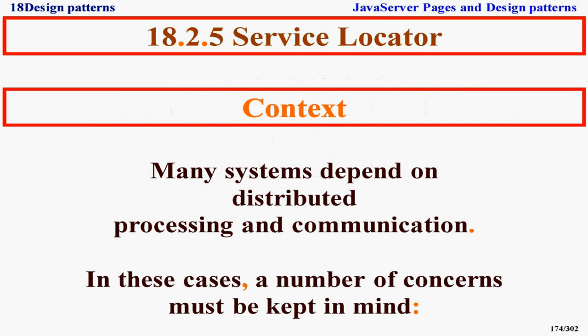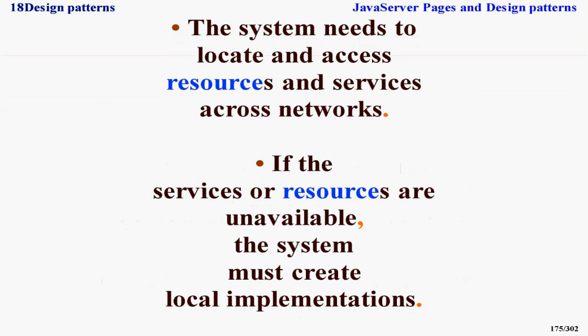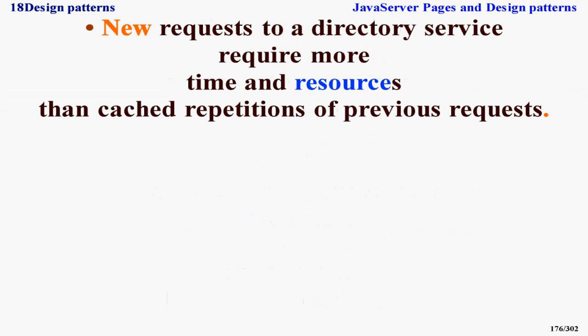18.2. Service Locator. Context. Many systems depend on distributed processing and communication. In these cases, a number of concerns must be kept in mind. The system needs to locate and access resources and services across networks. If the services or resources are unavailable, the system must create local implementations. New requests to a directory service require more time and resources than cached repetitions of previous requests.